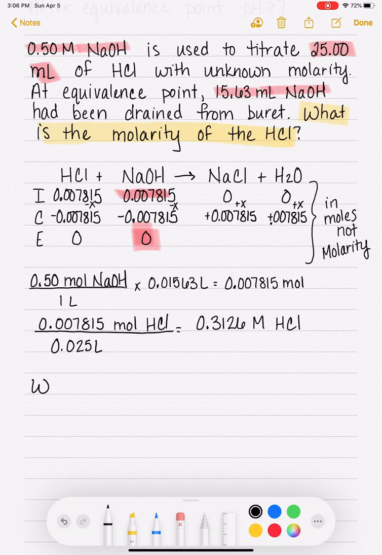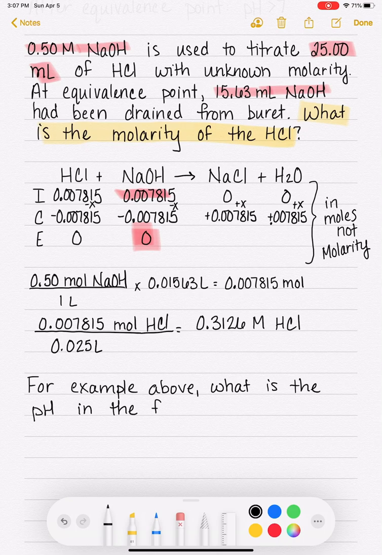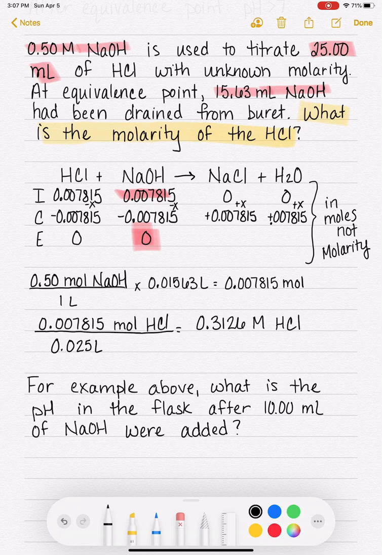So let's take another example. Let's use the same types of solutions that we were using in the previous example. Let's say that we have, for the example above, let's say that we wanted to know the pH. What is the pH in the flask after 10 milliliters of NaOH were added? So this is before we've actually reached the equivalence point.